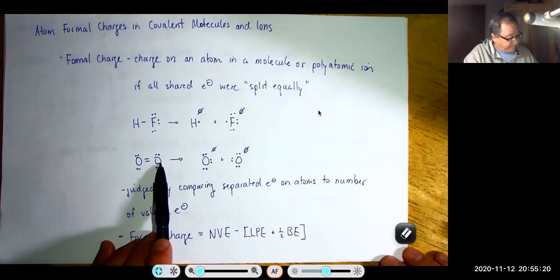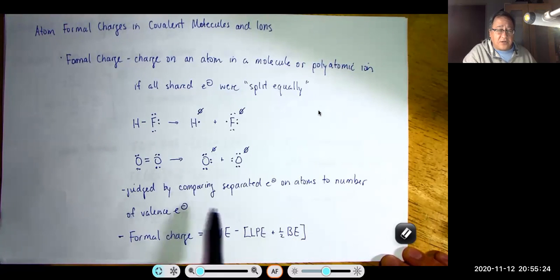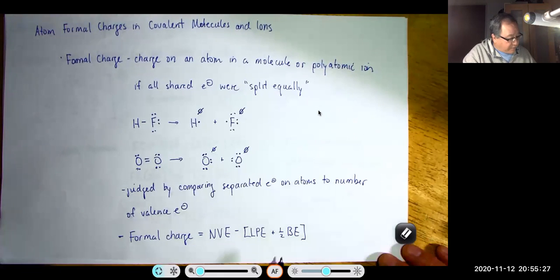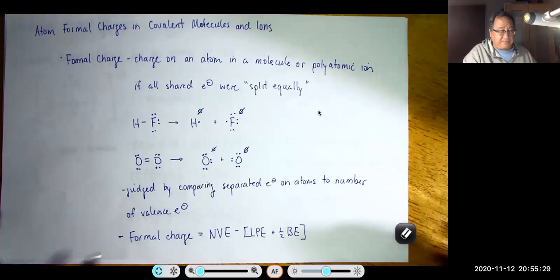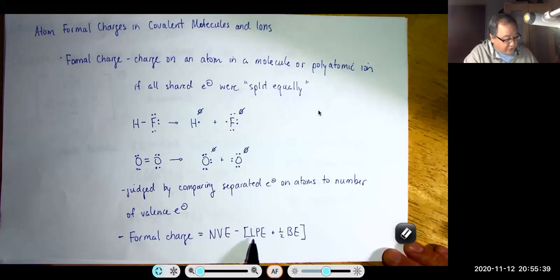This one's 0. So it's judged by comparing separated electrons on atoms to the number of valence electrons in the neutral atom. There's an actual formula for it, where the formal charge is equal to the number of valence electrons in an atom, minus the lone pair electrons, and also minus half of the bonding electrons.